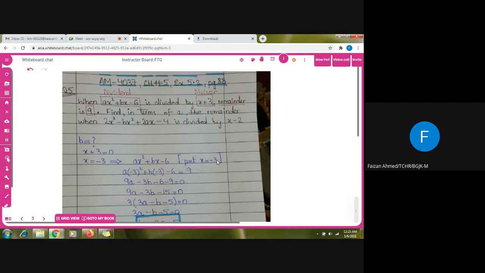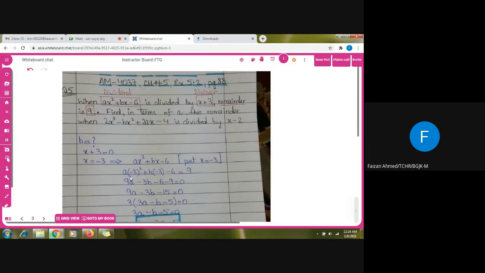So I will just put x is equals to minus 3 in this. And there will be x square, so minus 3 whole square, a will be as it is, and then a positive sign, then b in bracket minus 3 because the value of x is minus 3, and then minus 6 equals to 9 because 9 is the remainder which I am getting when I am dividing this polynomial with this divisor. So I will equate it with 9 and I will simplify it further.